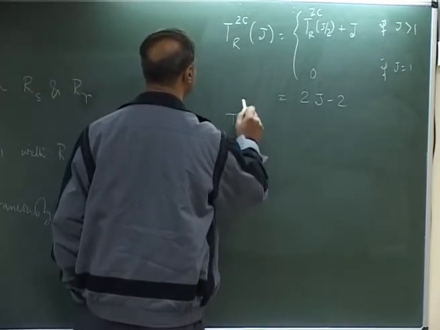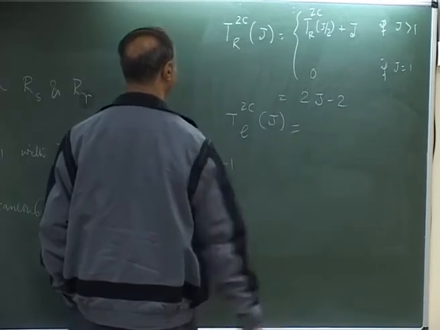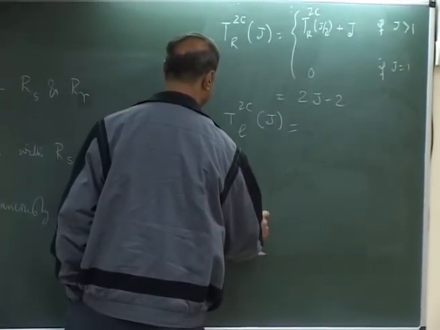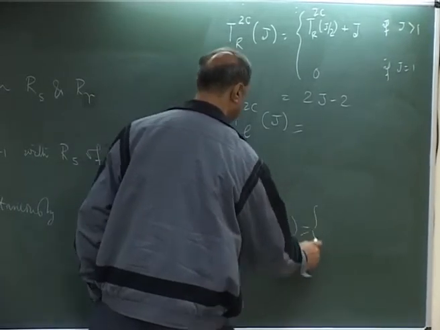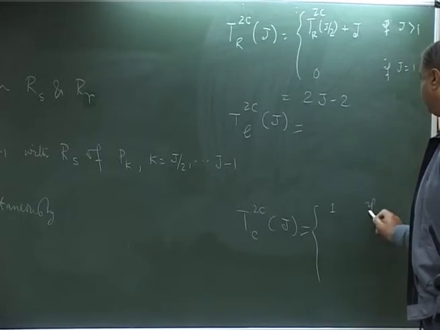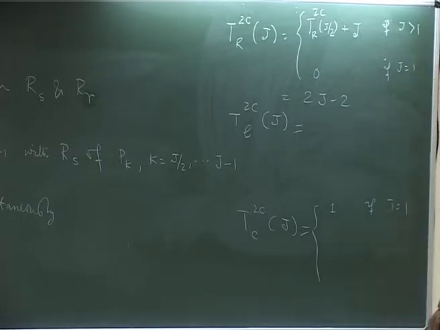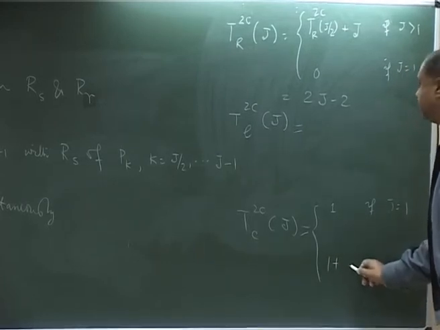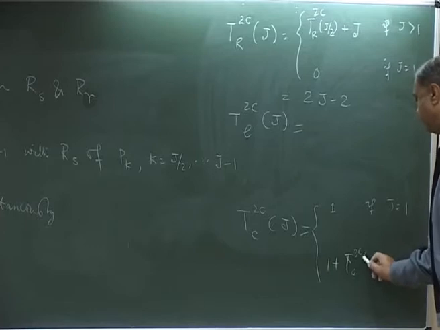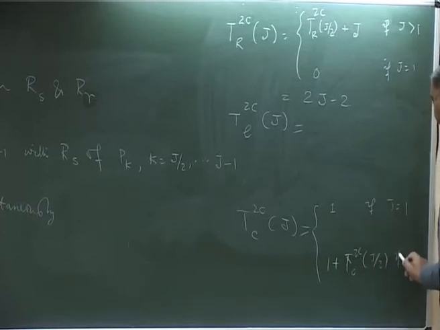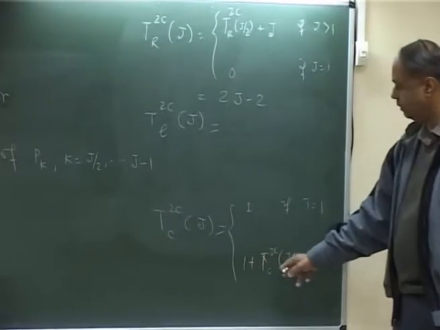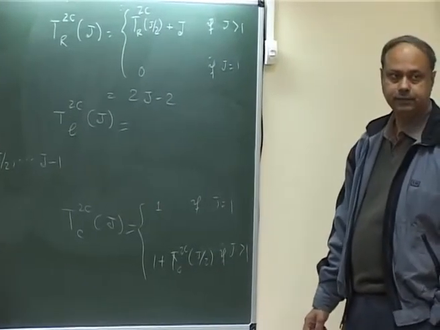Next one is the number of exchange operations, and another one is the number of comparisons, compare and exchange. Okay, first let us do the number of compare exchange. It is 1 if J is equal to 1. Otherwise it is 1 plus T C 2C J by 2 if J is greater than 1. Agree? Because there is no compare exchange operation here. So I write 1 plus PC 2C J by 2.